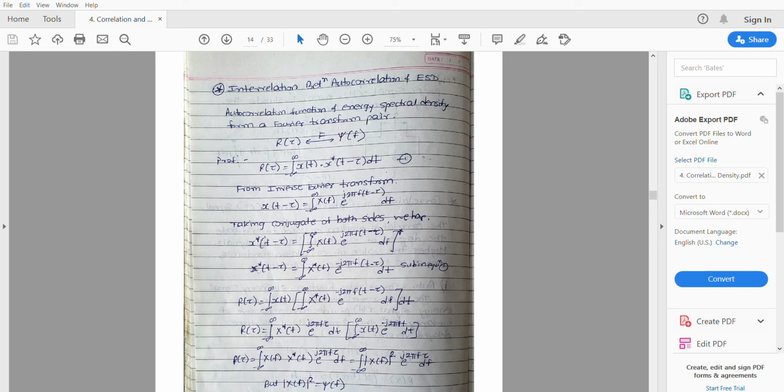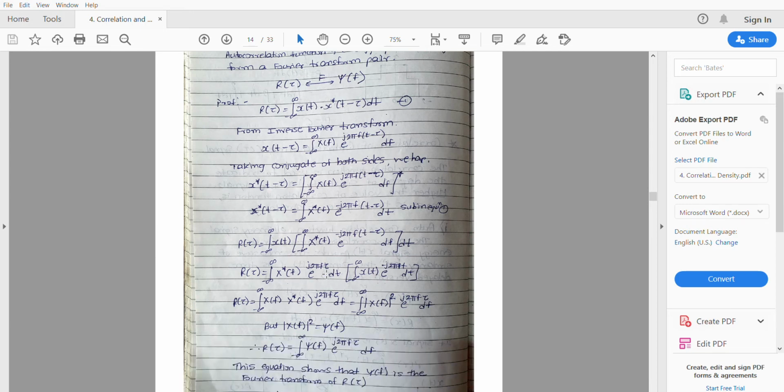So because of that, x of t minus tau conjugate becomes the integral of x of f conjugate, because the entire conjugate means x of f conjugate. Because of the conjugate, the plus sign of e raised to j 2 pi f t minus tau becomes minus j 2 pi f t minus tau. Substitute this in equation number 1. So we replace x of t minus tau conjugate with this entire expression. Rearrange these two integral terms. We take outside x of f conjugate into e raised to j 2 pi f dt.